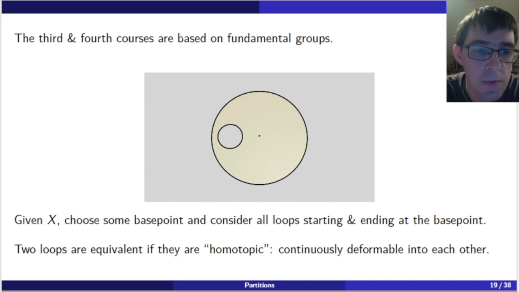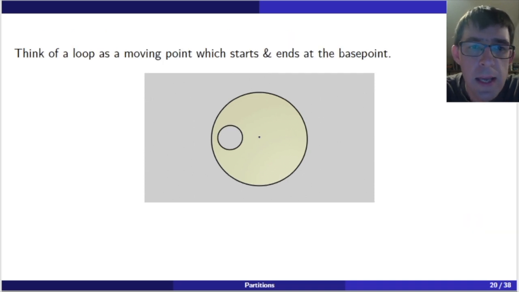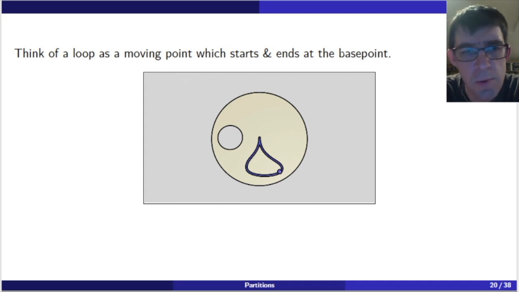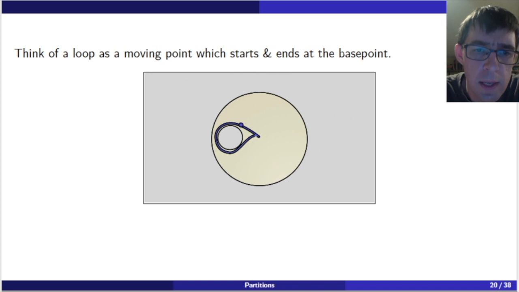All right, so this is what I'm talking about here. The collection of all such loops with that homotopy equivalence relation on it forms a group, and we call that the fundamental group of the space. And we are going to think of a loop not quite as in that picture you saw before, but as a moving point which starts and ends at the base point. It goes somewhere, comes back to the base point. That's what a loop is. That's how I'm going to view a loop.